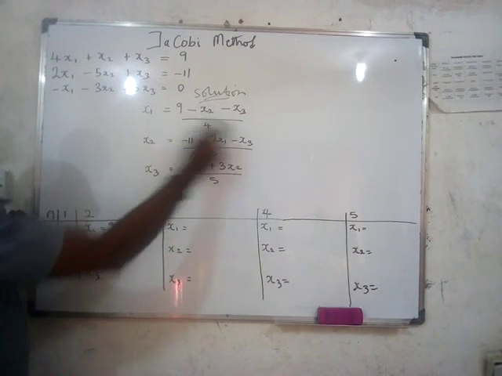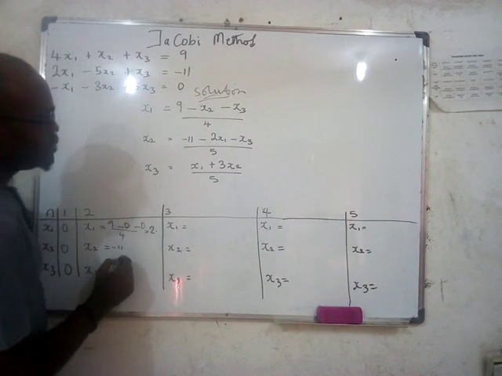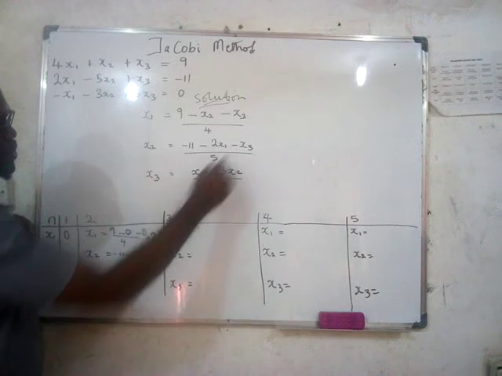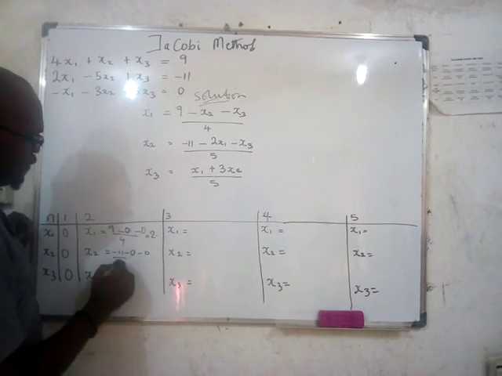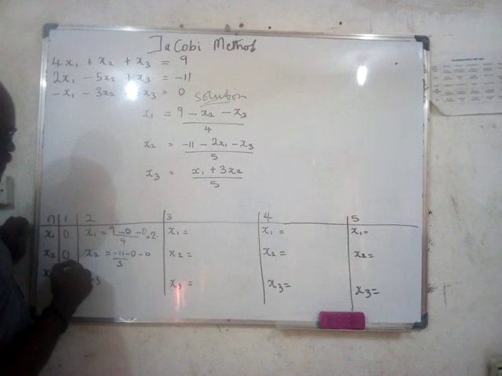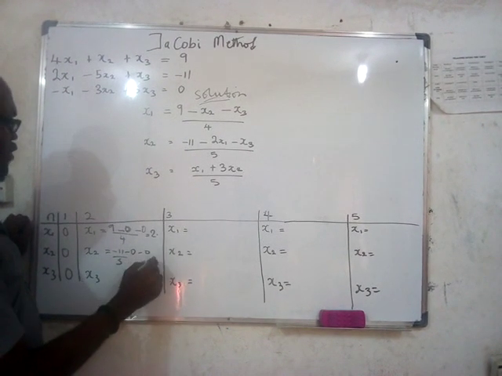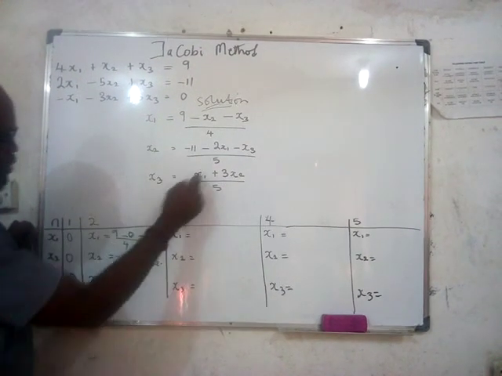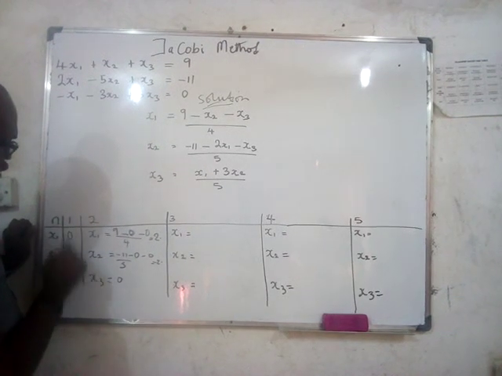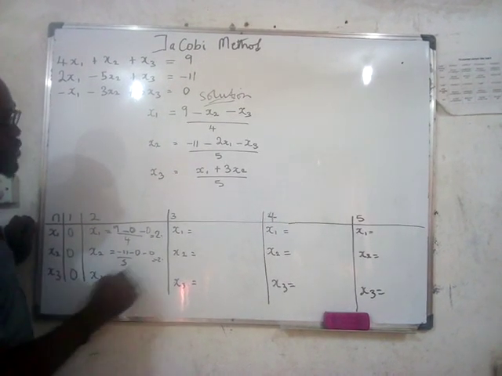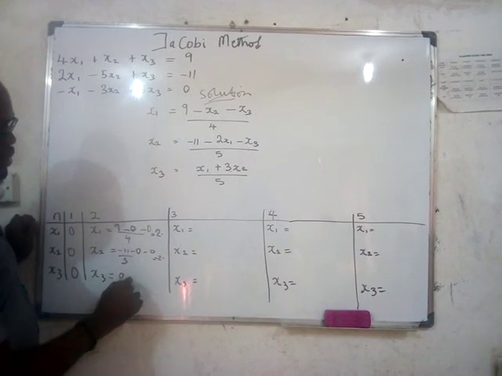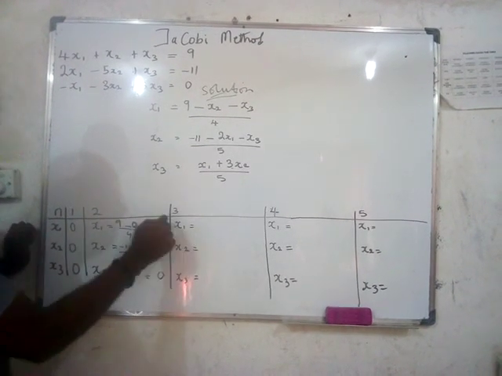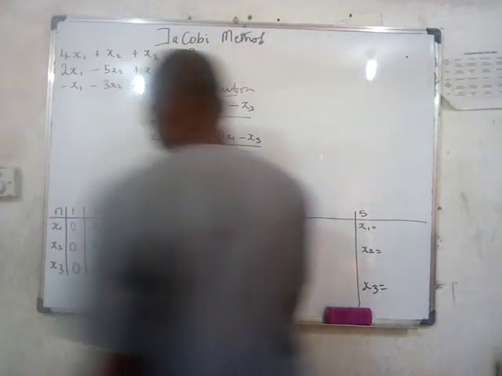For x2, you use this equation, you're going to be having minus 11 minus 2 into x1, which is 0, x3 is also 0, all over 5. So you're going to be having minus 11 over 5. So you're supposed to be having 2 point something as well, but minus this time. Then for x3, put this equation, you're using all these values for all of them: x1 is 0, x2 is 0, x3 is 0. This one is also going to give us 3x2, 0, all over 5. So this one is going to give us 0. So these are the new values of x1, x2, and x3 that you have.